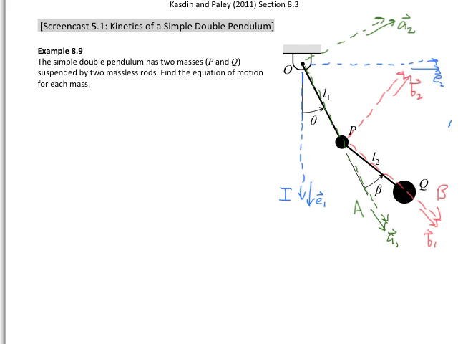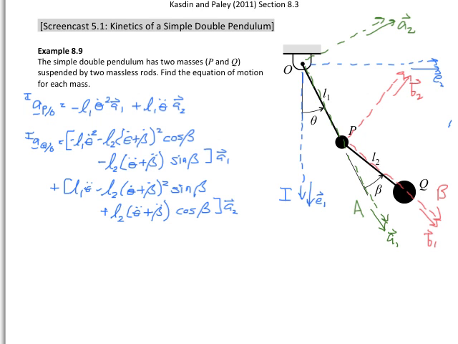We'll continue with the simple double pendulum that we began in the last screencast and calculate the equations of motion now. To do this, we need to say that these are now masses instead of just particles. So it's mass P located at point P and mass Q located at point Q. We've already determined the accelerations, as observed in the inertial reference frame, of each of these masses.